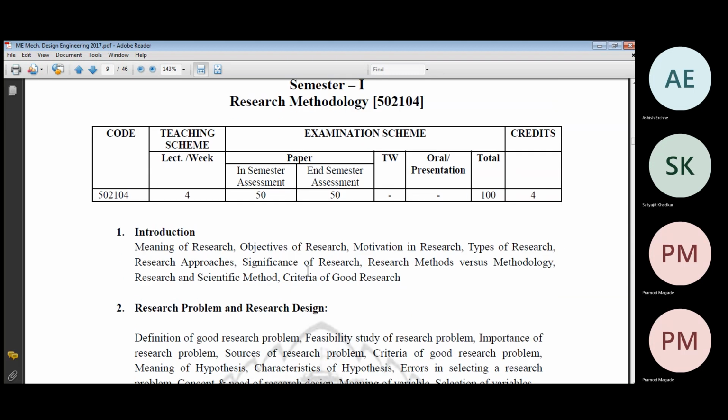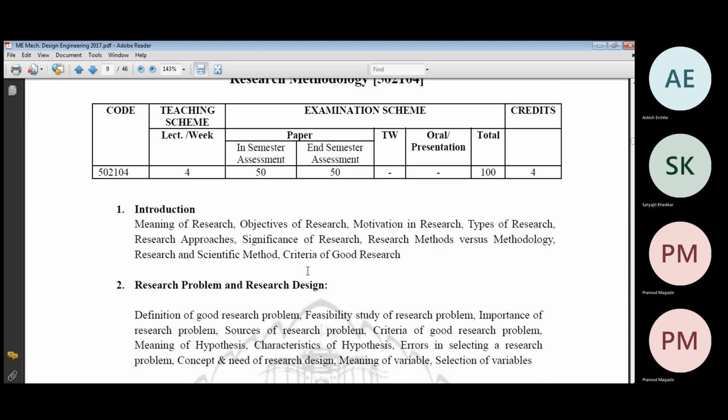Now the first unit is basically the introduction, in which we are going to learn why research needs to be studied. Basically, what is research, how I can select the research topic, what kind of objective we need to follow, and what should be the proper methodology to complete that research. So these basic things we are going to learn here in the introduction.